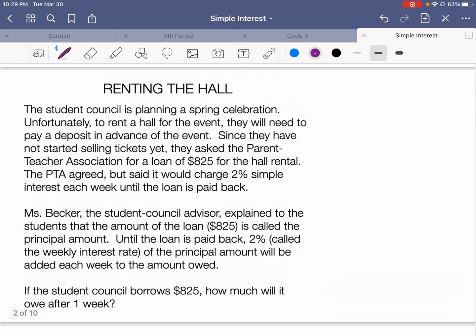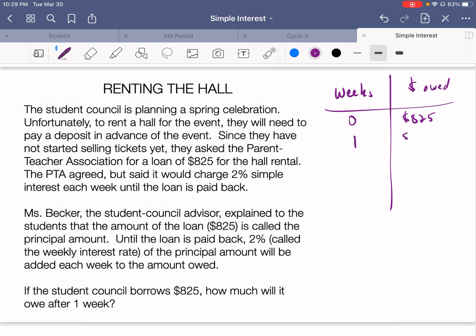All right. So all this information is the same except for the question, which is: if the student council borrows 825, how much will it owe after 1 week? If we have our weeks and we have money owed, at 0 weeks, which is when they borrow the money, like that instant they borrow the money, it's 825. This is kind of like Gustavo's savings account, if you guys remember that from way back.